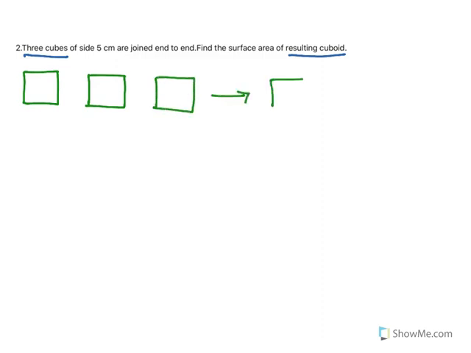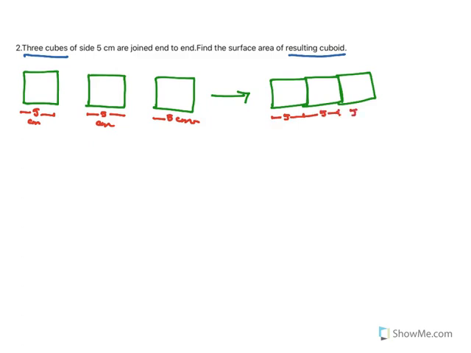For the next sum, we have 3 cubes, each of 5 centimeters, joined end to end to form a cuboid. So we have one cube, a second cube, and the third cube. Now these are joined to form a cuboid. Now the side in this case is 5 centimeters. This is again 5 centimeters, and this is 5 centimeters.